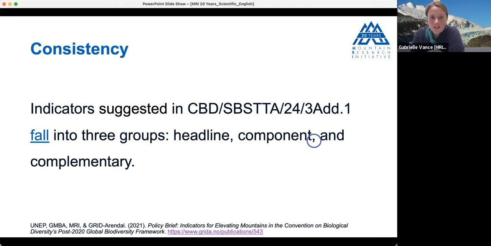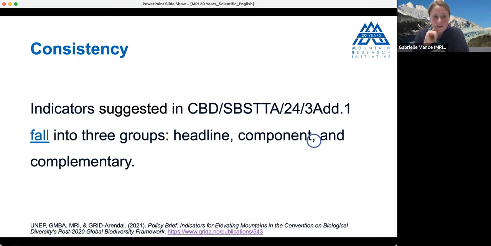Indicators suggested in CBD SABS to 24.3 add 1, don't worry about that, it's just the name of a previous policy brief, fall into 3 groups: headline, component, and complementary. And I think this sentence illustrates consistency in a couple of ways. So one important aspect of consistency for me is subject-verb agreement, and that's something that can trip up native and non-native speakers of English. So it's always important to check that if you have a plural subject like indicators, you have a plural verb like suggested and fall.